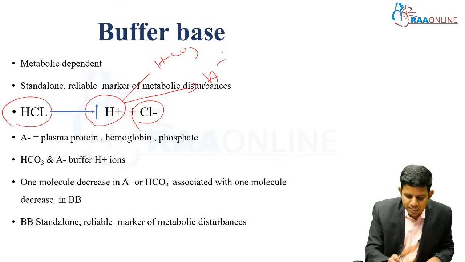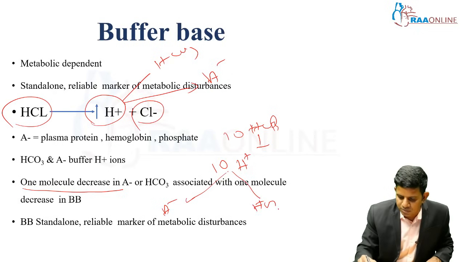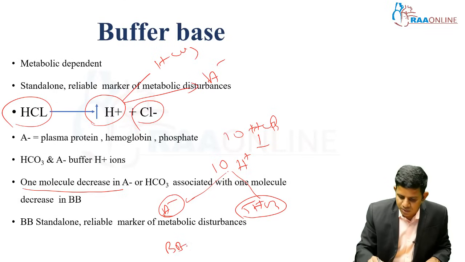For example, if 10 molecules of hydrochloric acid are added, it produces 10 molecules of H plus. It may be that 5 molecules will be neutralized by the non-carbonic buffer and 5 molecules by bicarbonate. Okay, so what will happen? The 5 molecules will decrease in the A minus and 5 molecules will decrease in the bicarbonate. So what will happen? The buffer base equals A minus, the non-carbonic buffer, plus the bicarbonate. This is also decreased.